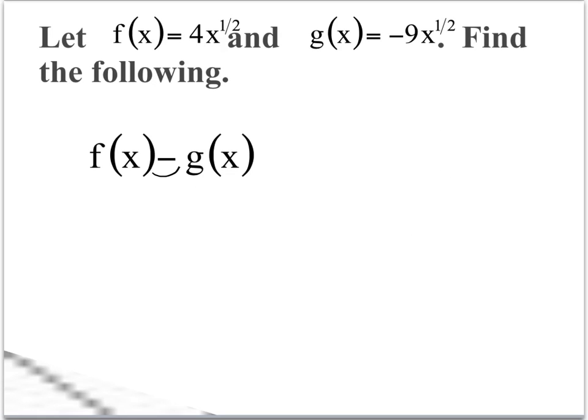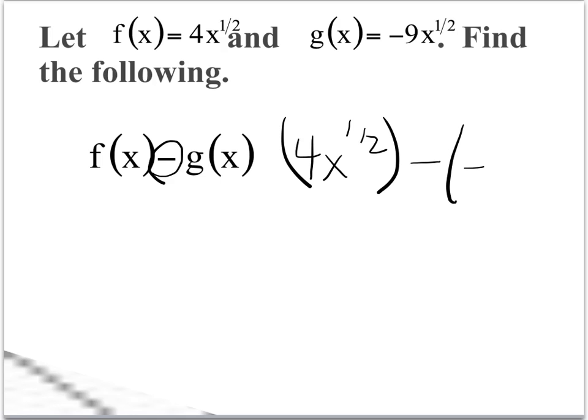Now this problem is asking us to subtract. So we do the same thing. We plug in those functions that we have up at the top. So f of x is 4x to the 1/2 power minus negative 9x to the 1/2 power. Now in this case, the parentheses is very important because we have this minus and we have this negative sign in front of the 9. We don't want to forget one of them. Many times we make the mistake of only putting the subtraction and forgetting to put the negative on the 9, and that's going to completely change our problem.